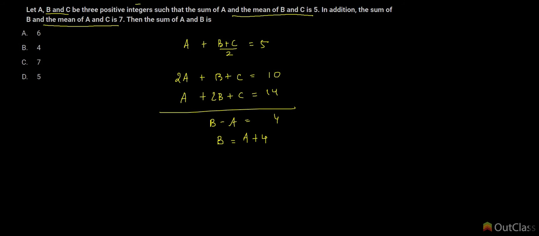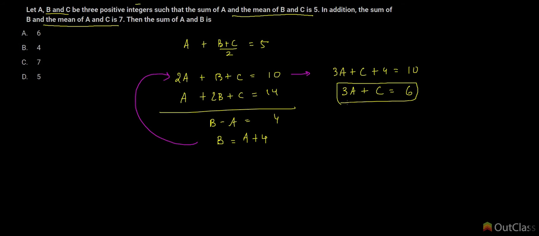You want to take this and throw this into either equation. You will get 2a plus a plus 4 plus c. 3a plus c plus 4 is 10. 3a plus c is 6. Now you'll notice that this is still one equation, two variables, normally not resolvable, but with the positive integer constraint, there's only one solution. a has to be 1, c has to be 3, and when you throw that 1, you will get b is equal to 5. So finally, a plus b is 1 plus 5, 6.